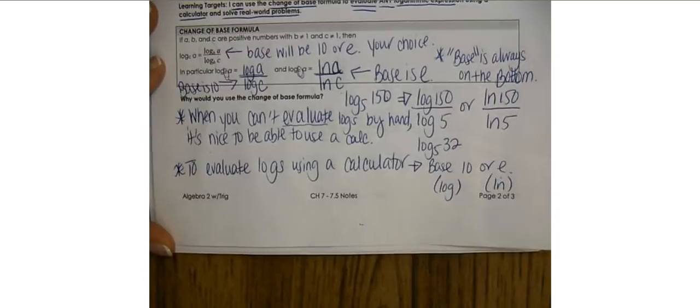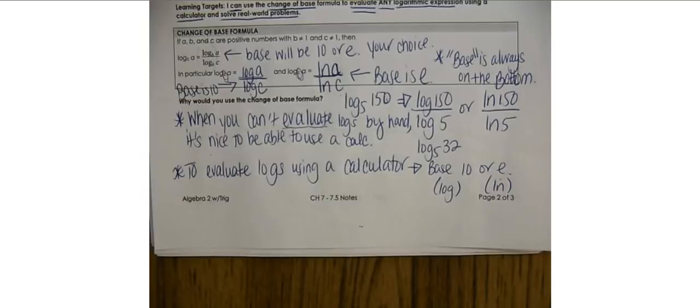So we would change it in order to evaluate logs using a calculator, because in order for you to use a calculator, you need the base to be 10 or the letter e. Base 10 is what the word log means by itself, and base e is what natural log means. Natural log means that the base is e. Let's go ahead and practice some of these on the next page.